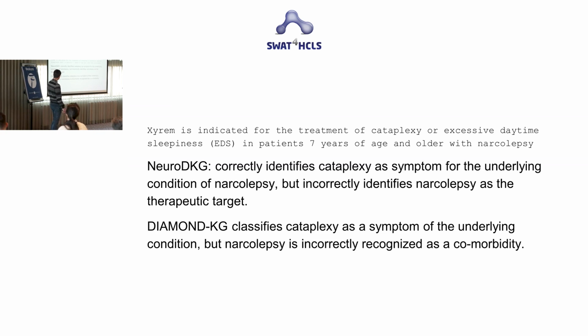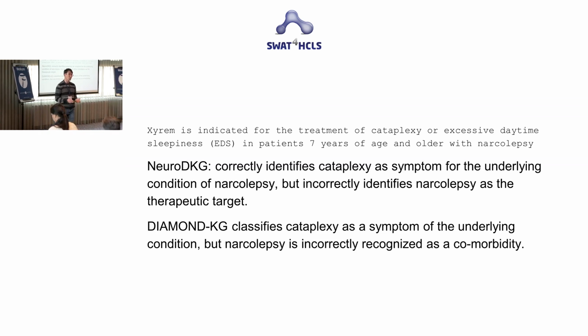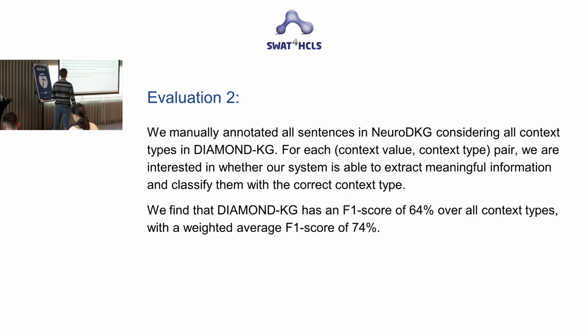In DiamondKG, we classify cataplexy as a symptom of the underlying condition, but narcolepsy is incorrectly characterized as a comorbidity rather than, again, the underlying condition. So we have more work to be done, even though we have done some extraction. Now, that's a comparison to NeuroDKG.